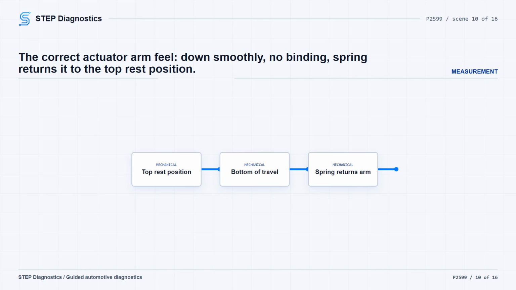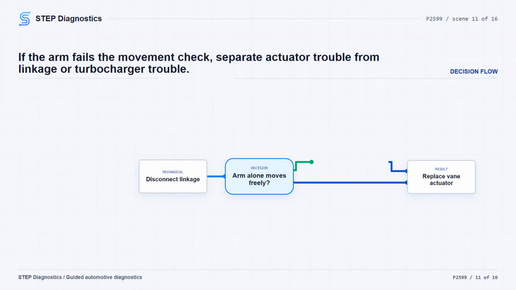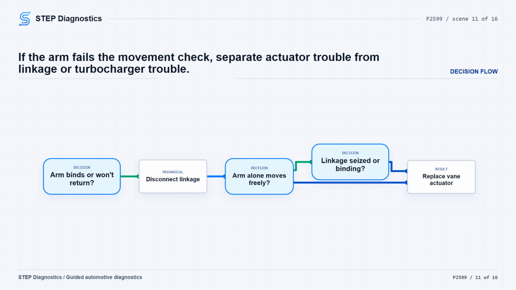Push the turbocharger actuator arm from the top rest position down to the bottom of travel. It should move easily without binding, and the return spring should bring it back to the top rest position. A small amount of spring resistance is normal. The top rest position is vertical, and the bottom of travel is horizontal. If the arm binds, is hard to push down, or does not return, disconnect the linkage from the turbocharger actuator and check the actuator arm again by itself. With the linkage disconnected, if the arm still binds, is difficult to push down, or does not return to the top, replace the turbocharger vane position actuator.